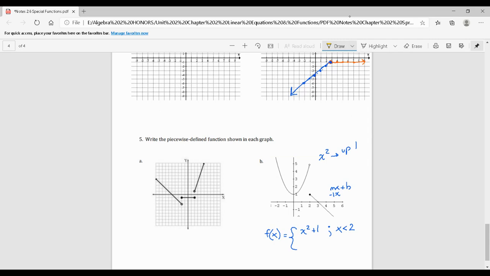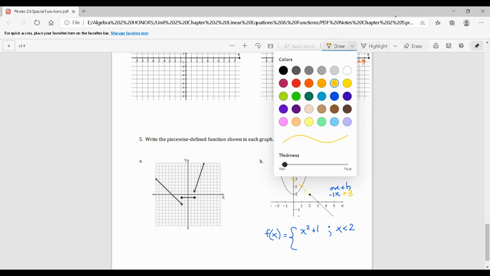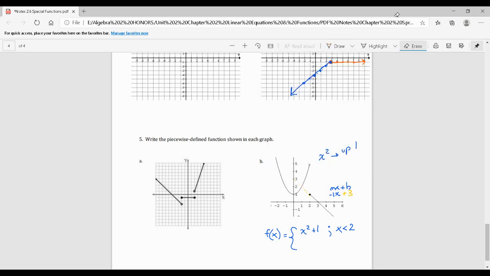We know the slope is 1. So if I was at 2, negative 1, I'd go up 1 to the left 1. And then I would do the same thing, up 1 to the left 1, which means if I connected that line, my y-intercept will be at 3. So what does that mean? That means, I'll erase this now, that my equation for this one would be negative x plus 3. And those are for all values that are greater than or equal to 2.